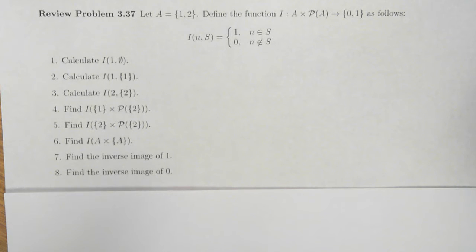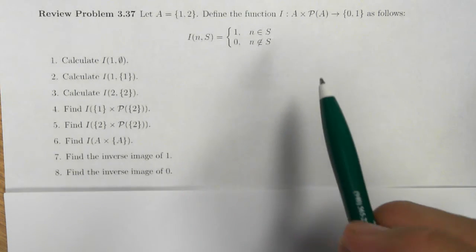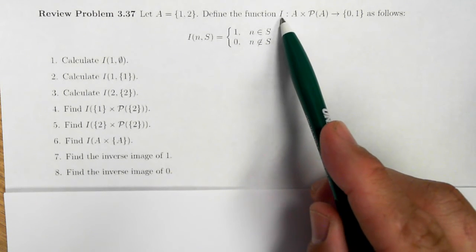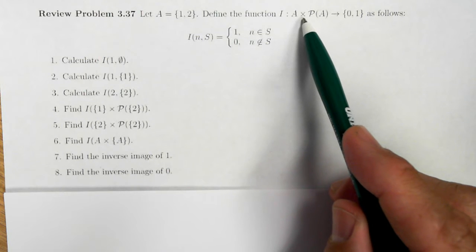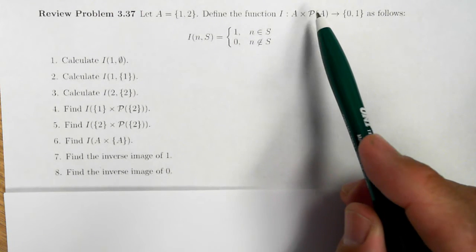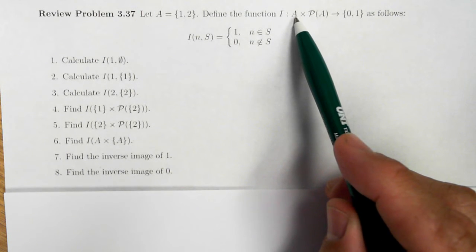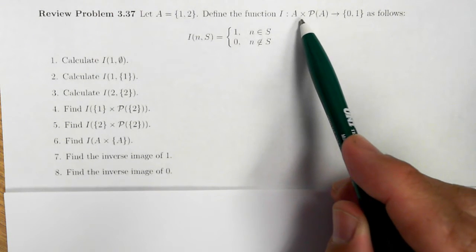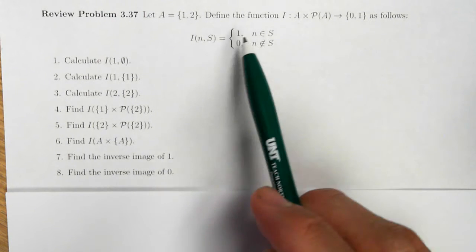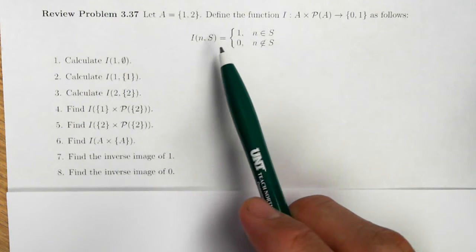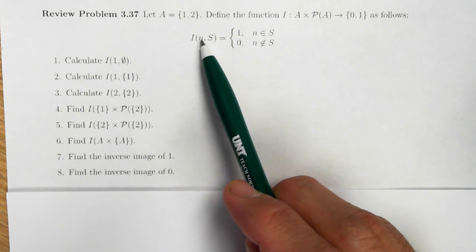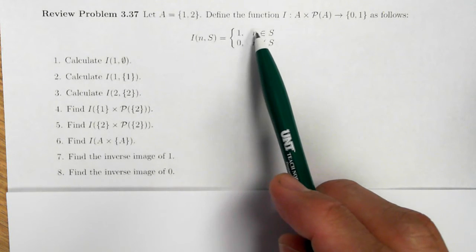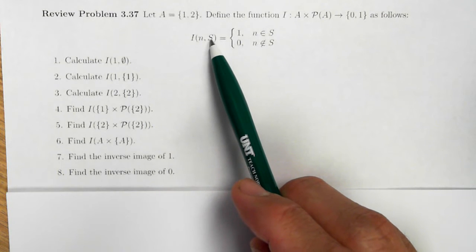All right, in this example, we have a fairly abstract function. A is the set {1, 2}, and we define the function I, where the domain is A times the power set of A. So the first coordinate is an element of A, and the second coordinate is a subset of A. And the range will be {0, 1}, and we'll define it to be 0 if the element of A is not an element of the subset, and we'll define it to be 1 if the element of A is an element of the subset.